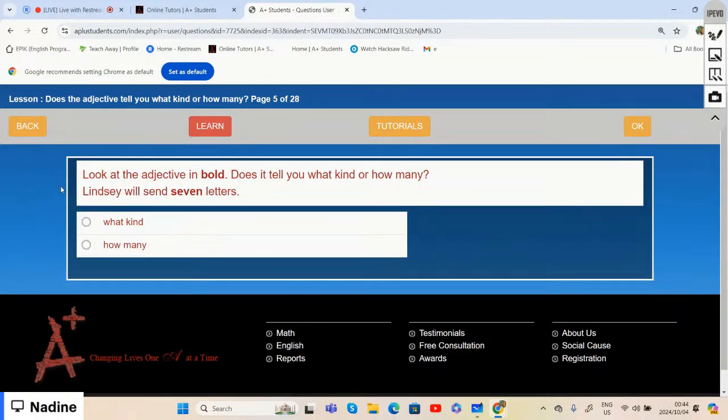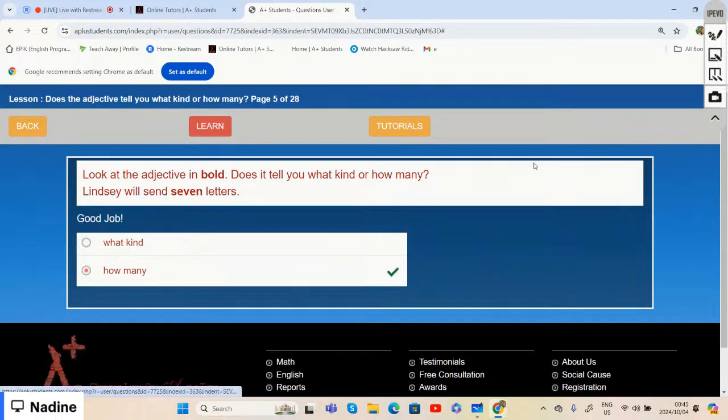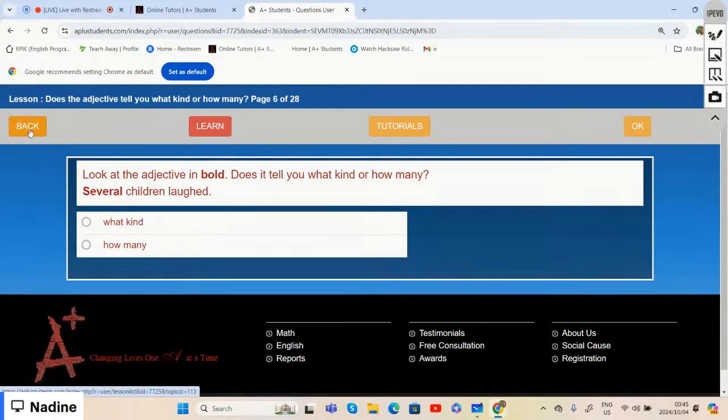All right, the last one says Lindsay will send 7 letters. Does that tell us what kind of letters she's sending or how many letters she's sending? So 7 letters, is that what kind of letters or how many letters? And then we can say 7 letters tells us how many letters she sent. Well done.